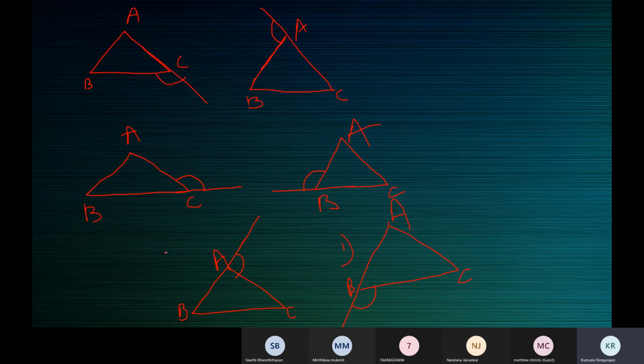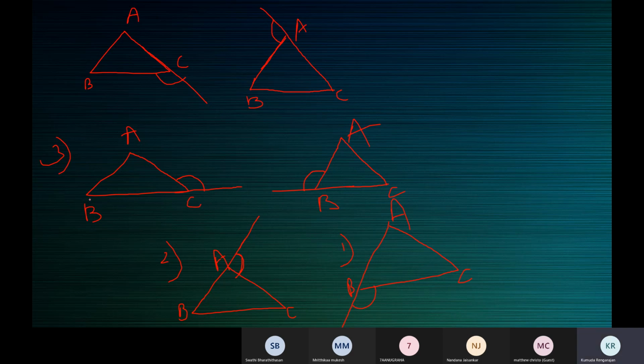Now the same side AB, which can also be called BA. Here BA is produced and you can see the exterior angle formed here, correct? Yes, ma'am. Now in this third one, when the side AB is produced, an exterior angle is formed here, ma'am. Yeah, the first figure.